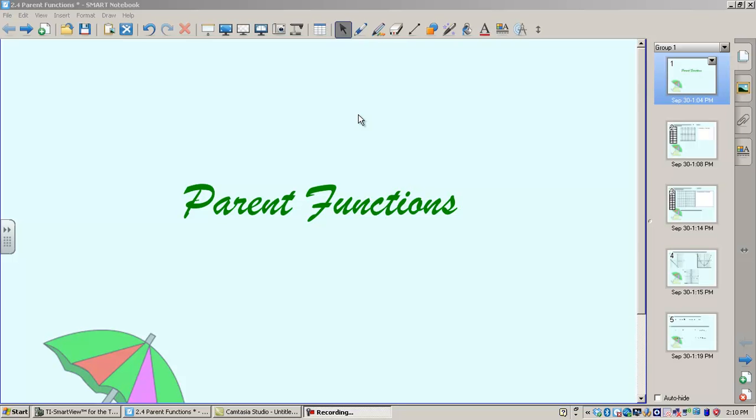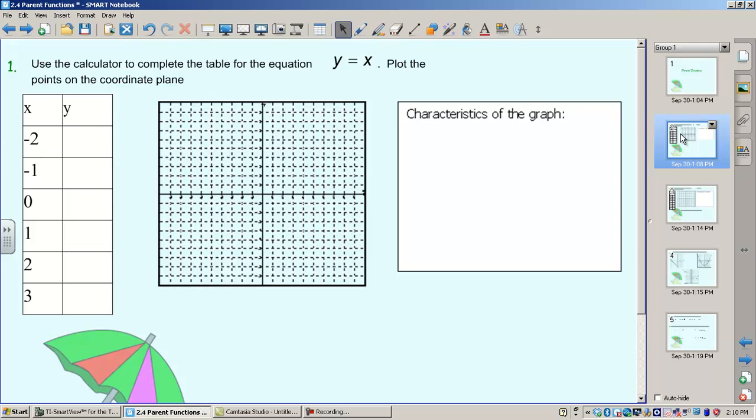We're going to start off the week by talking about something called parent functions, which is just exactly what it sounds like. It is the function that is the parent to all other functions. So it's the function that all the functions of that type come from. We're going to talk about two specific types. So here we go. First problem.